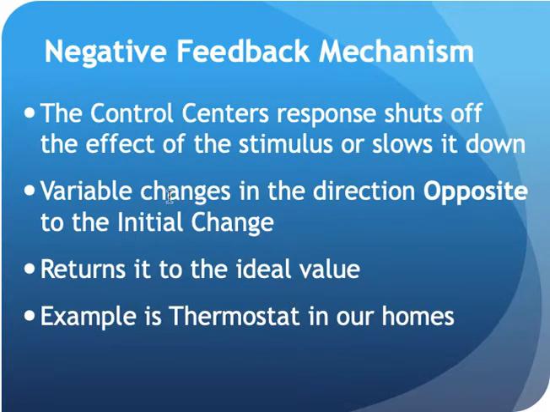So negative feedback mechanisms: the control center response shuts off the effect of the stimulus, or it's going to slow it down. So the variable is going to change in the direction opposite to the initial change. Again, we'll look at the example, but this is where if I was too hot, I'm going to move towards being more cold. If I was too cold, I'm going to move towards being hot. So the change that the body does is going to move things in the opposite direction.